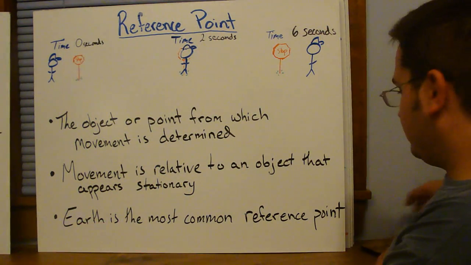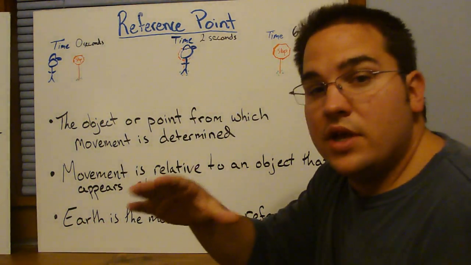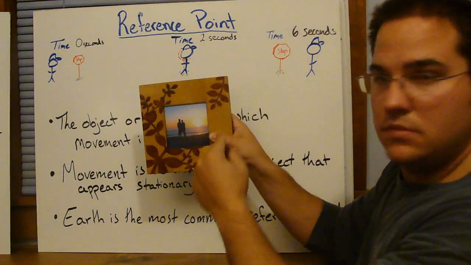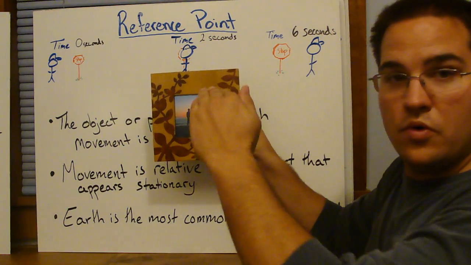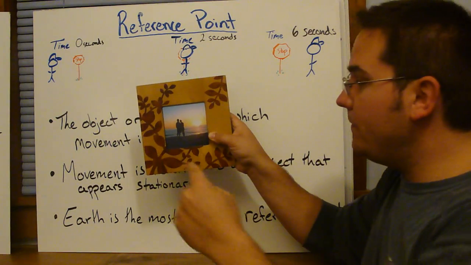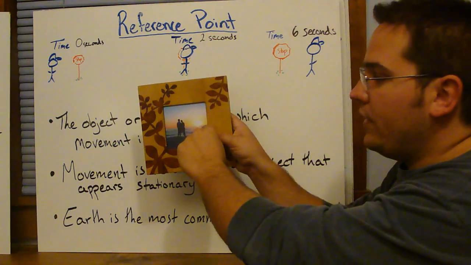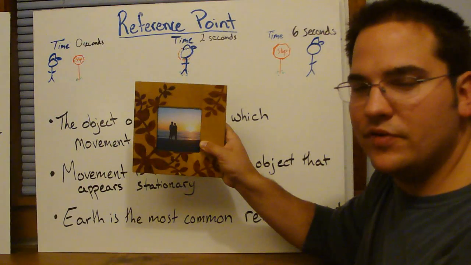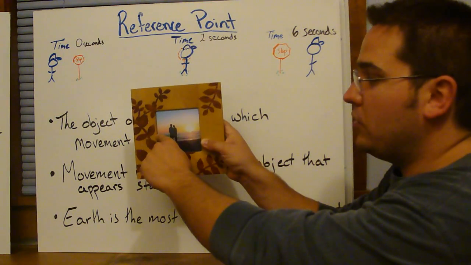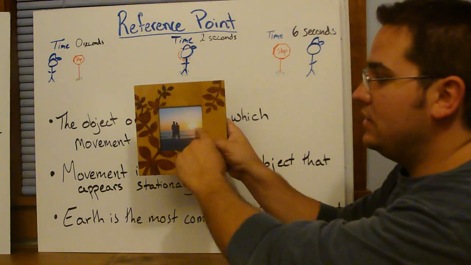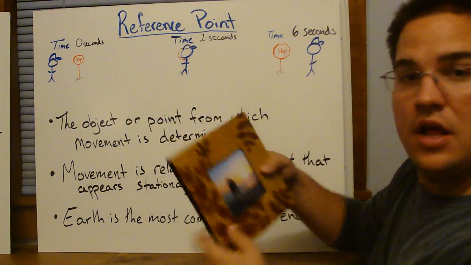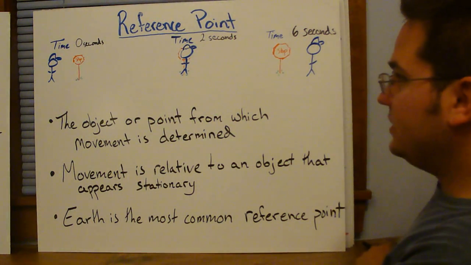For instance, what do you think a reference point would be for the sun setting? In this picture, we see that the sun's going down. How do we know that the sun is going down? We can use the horizon out there. But remember, is it the sun really moving? No, it's the Earth moving. But again, our reference point here is the horizon. Appearing stationary, we can tell the movement of an object.